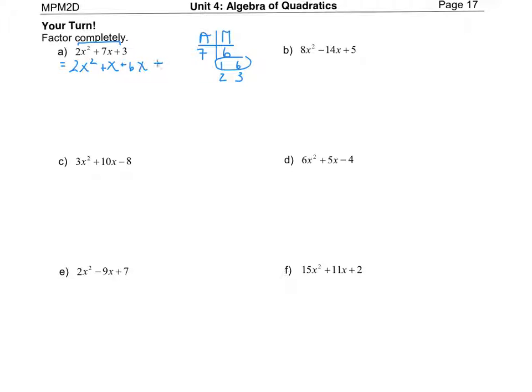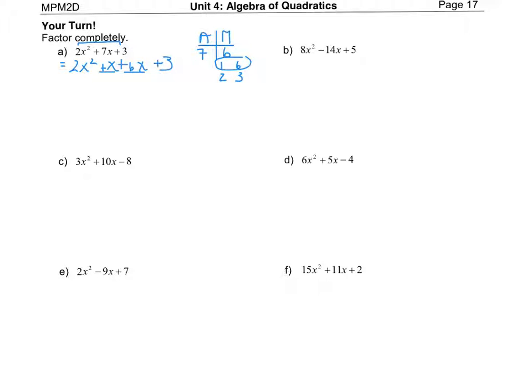And then we still have our plus 3 on the end. So the front and the end of the expression stays the same, and the middle is what gets broken down into the two pieces, and that was a plus 6 there. So the 7x is really this plus x and the plus 6x.